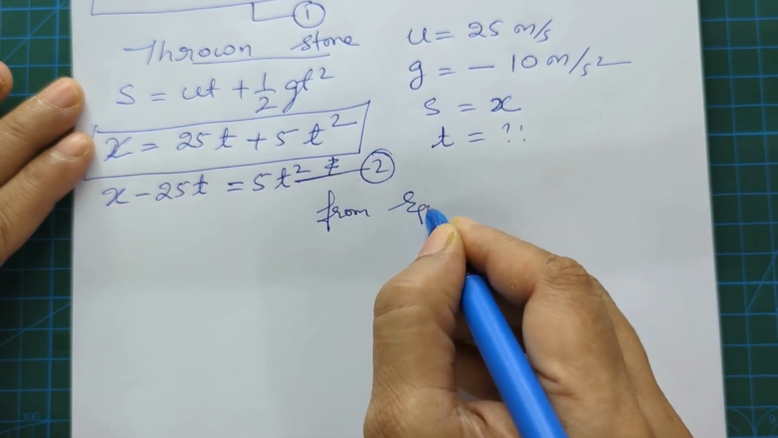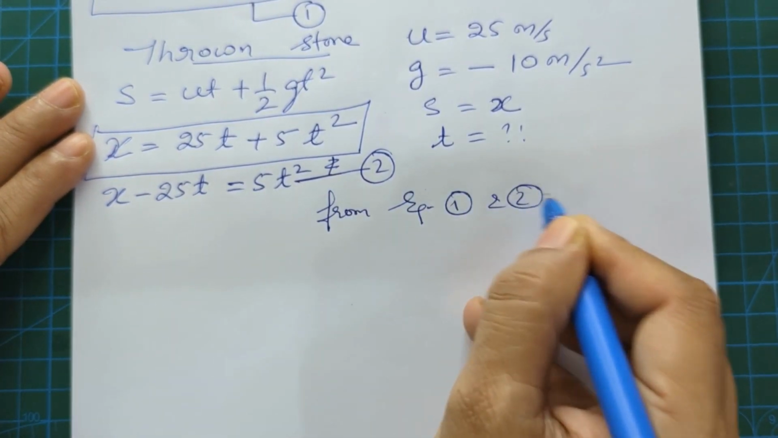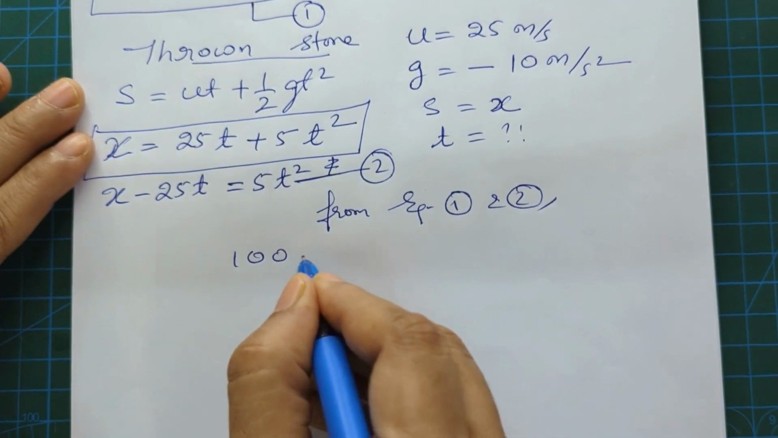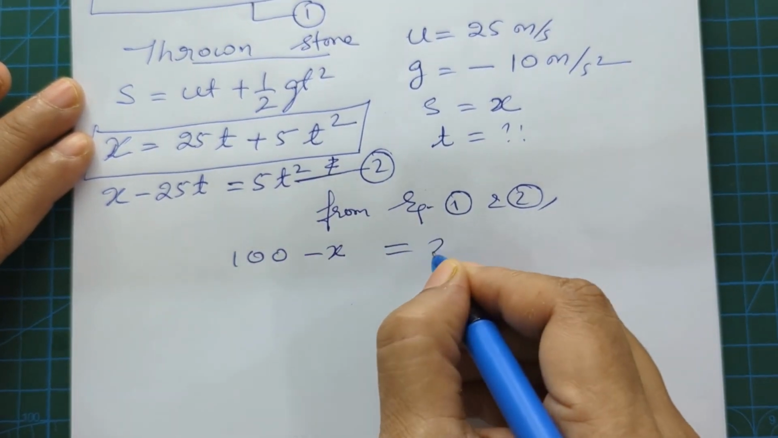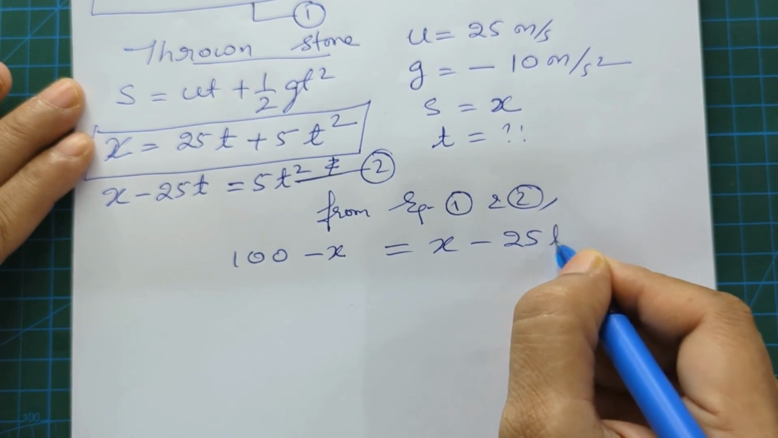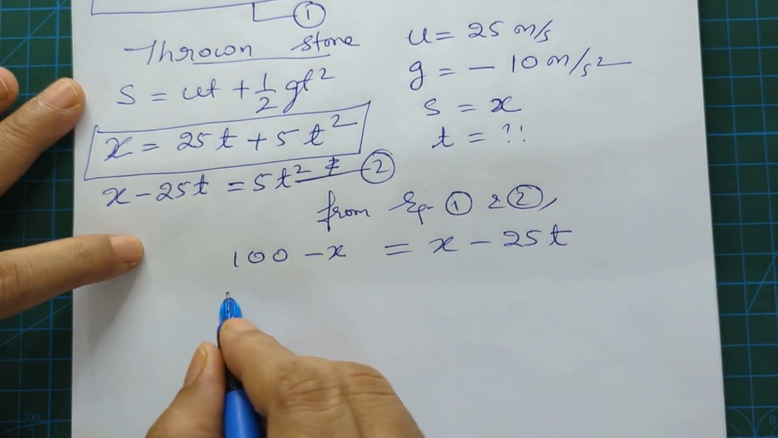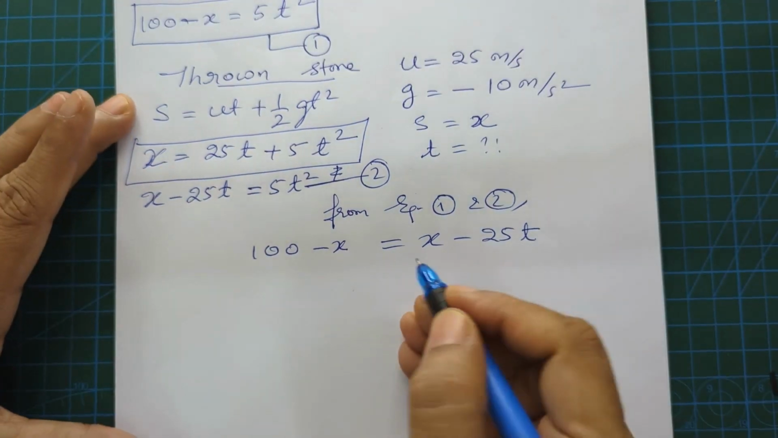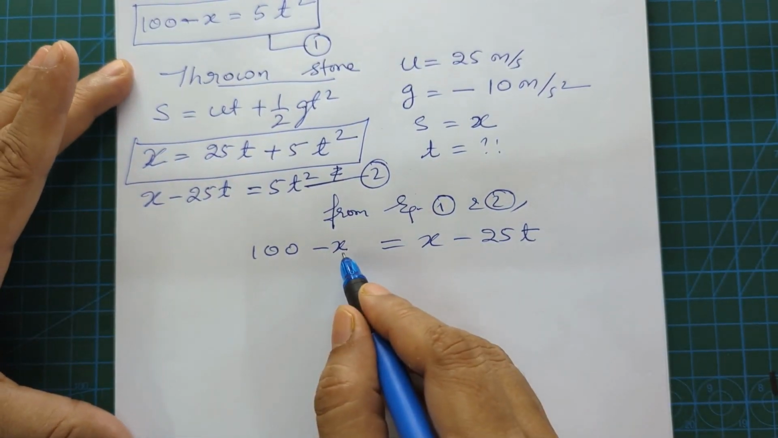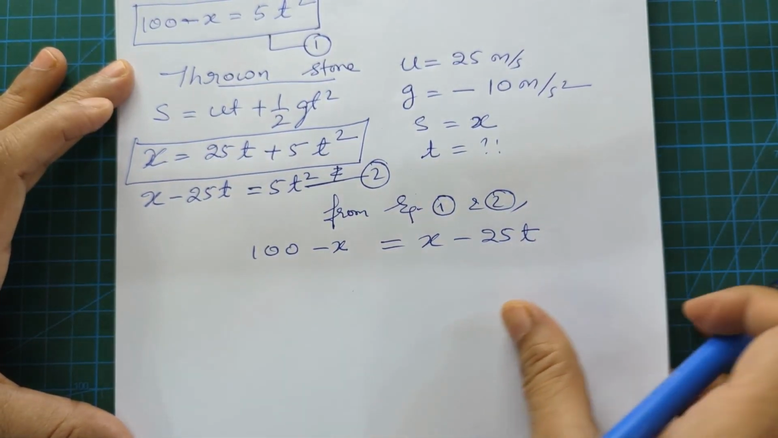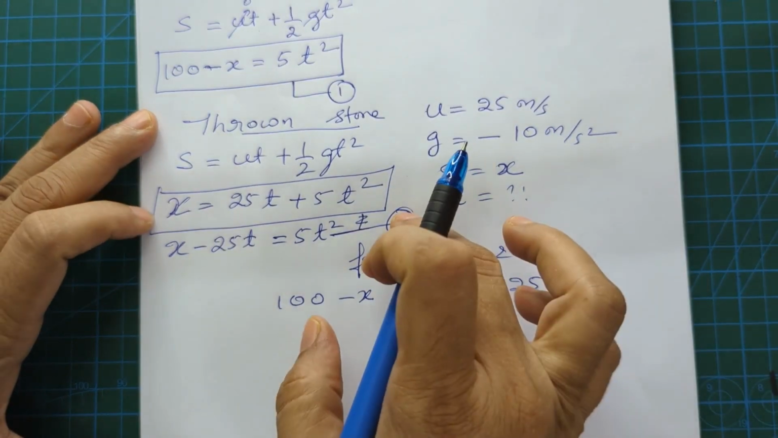From equation 1 and 2, we have here 100 minus x on the left side and x minus 25t on the right side. Done. Okay, so we came to a situation where we have two variables. Now for that, let's check equation 2.